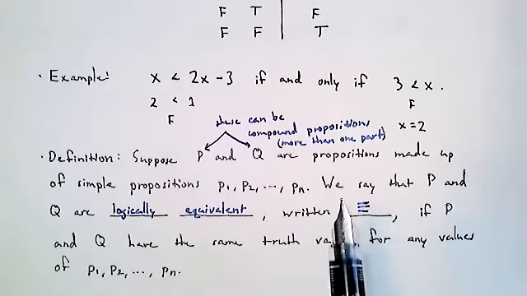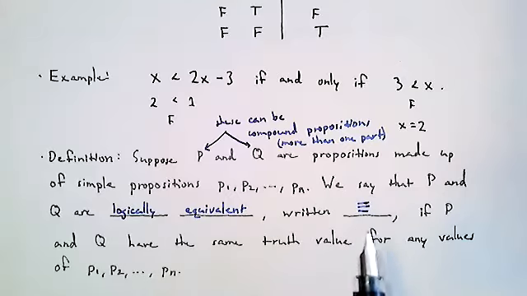So essentially what this means is that they have the same truth values no matter what the values of your simple parts that make up the more complex statements, P and Q.